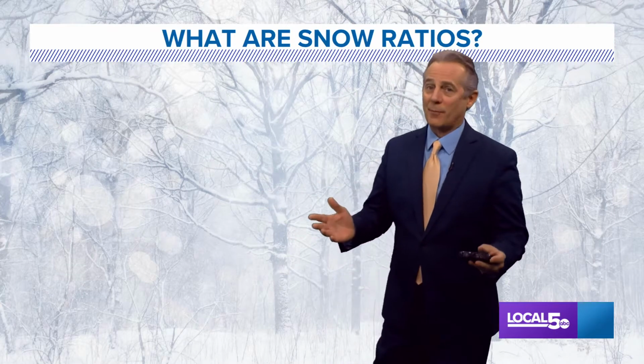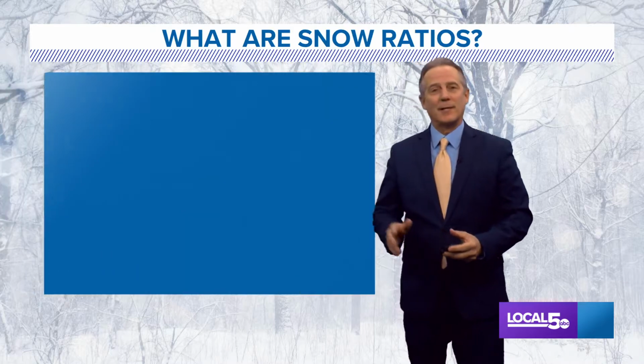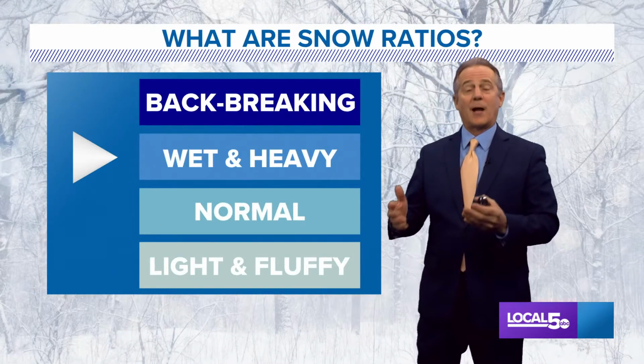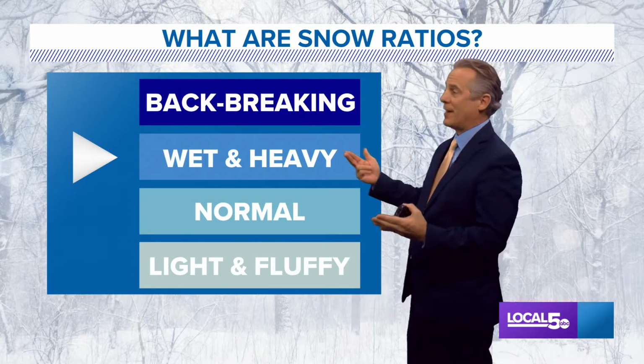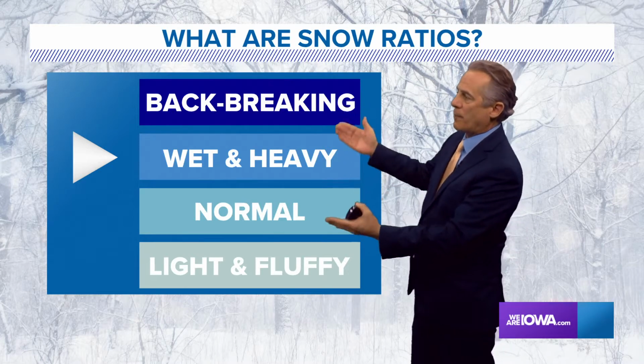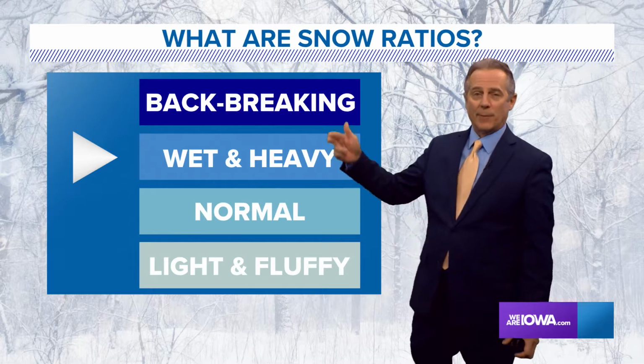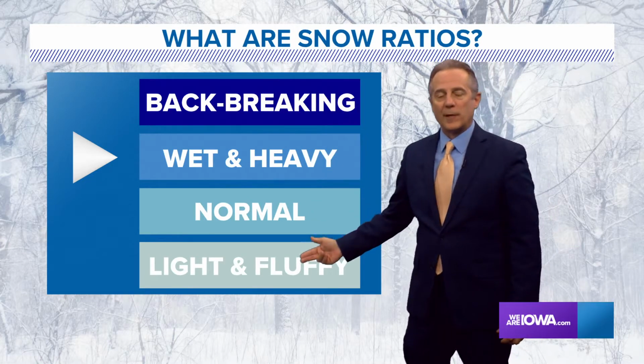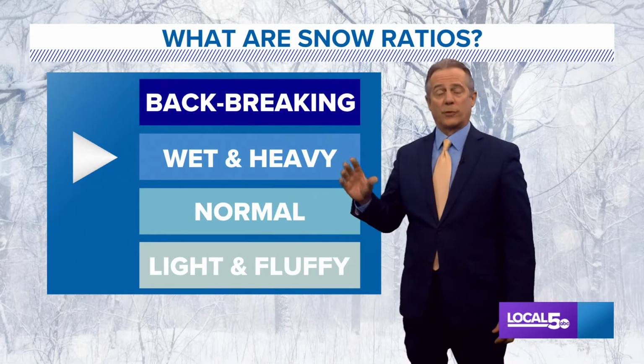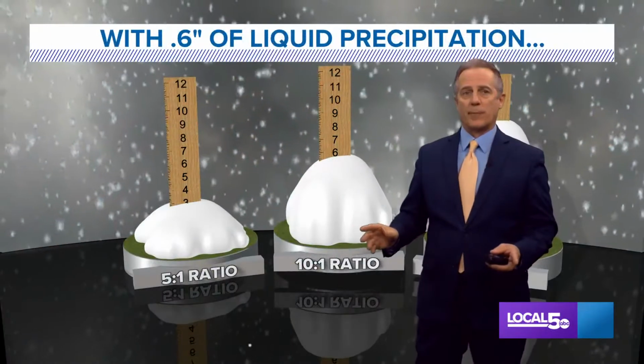We talk about them quite a bit during the winter, and it really is a factor when you're forecasting how much snow is going to fall and what kind of snow is going to fall. Sometimes we put this graphic up here to tell you what kind of snow you're going to be shoveling out there. It could be the backbreaking, wet snow. It could be light and fluffy. Well, that goes back to what the snow ratio is. So let's talk a little bit about that.